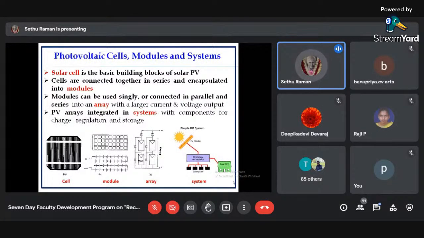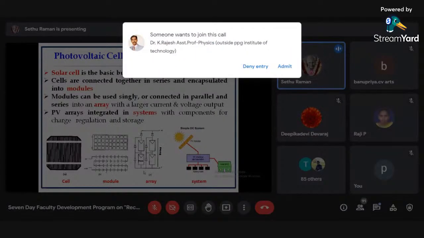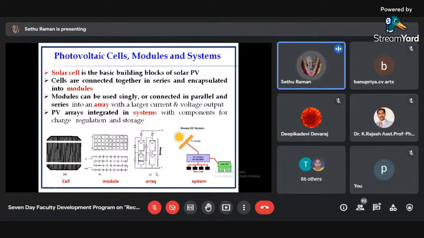The photovoltaic cell, or solar cell, is the basic building block of a solar photovoltaic system. These solar cells are connected together in series and encapsulated into modules. We used to call it a photovoltaic module. Those photovoltaic modules are then connected in parallel and in series, forming photovoltaic arrays.